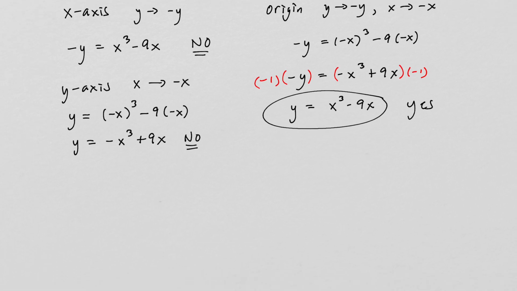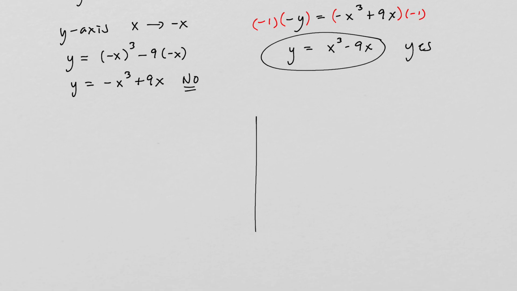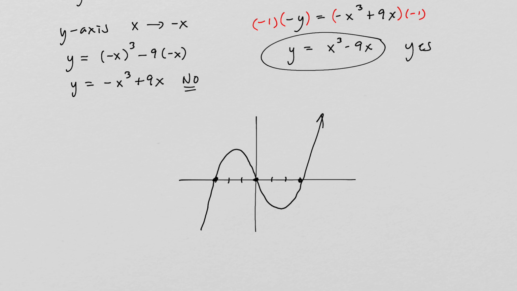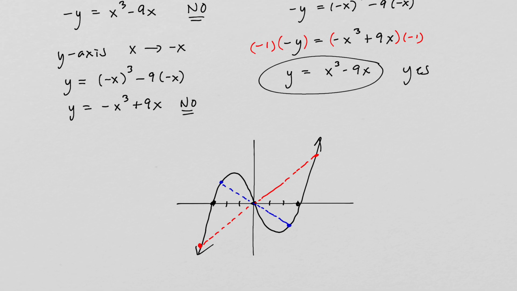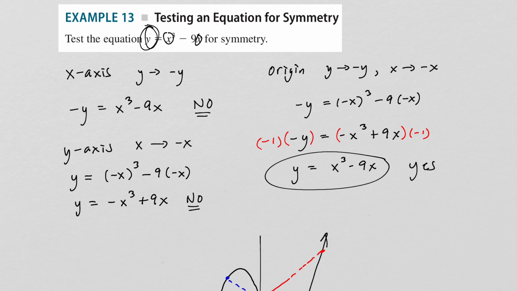Now, what does this graph actually look like? I won't show you all the details here, but it turns out that the graph is going to look something like this. And I want you to notice that if you pick a point over here and you go through the origin, you have a mirror image of that point down there. Same thing here, if I pick a point right here and I go through the origin, there is a mirror image on the other side. That's what it means to have symmetry through the origin. And that concludes this video lesson.